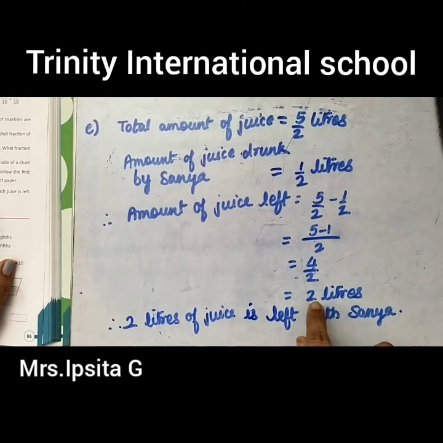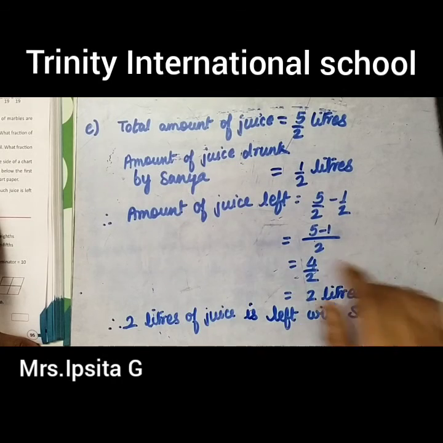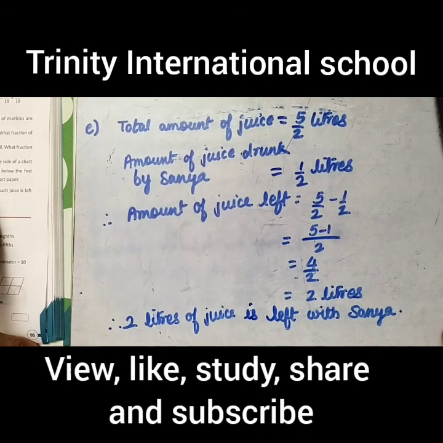which can be further simplified as 2 liters. So 2 is the common factor, so यहाँ पे 2 1s are 2, 2 2s are 4. Okay, now 2 liters of juice is left with Sania. So with this we complete exercise 8.5, and also we complete this chapter, fractions. So go through all the questions properly and try to practice it. It's very easy, and please go through the statements of word problems and try to make your own sentences. Thank you.